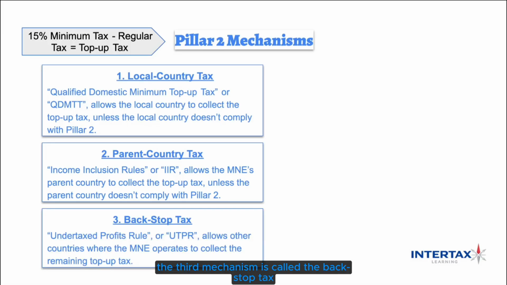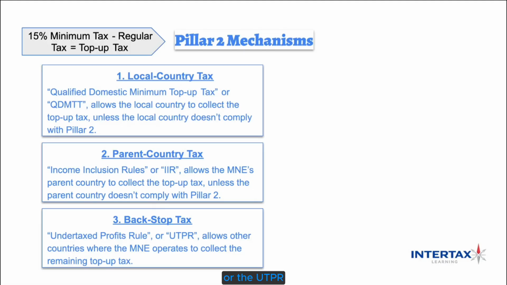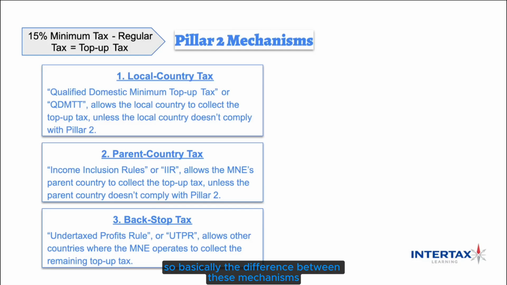The third mechanism is called the backstop tax. It is commonly referred to as the Undertax Profit Rules, or the UTPR, and it allows the other countries where the multinational operates to collect the top-up tax. So basically, the difference between these mechanisms is simply which country is collecting and from whom.